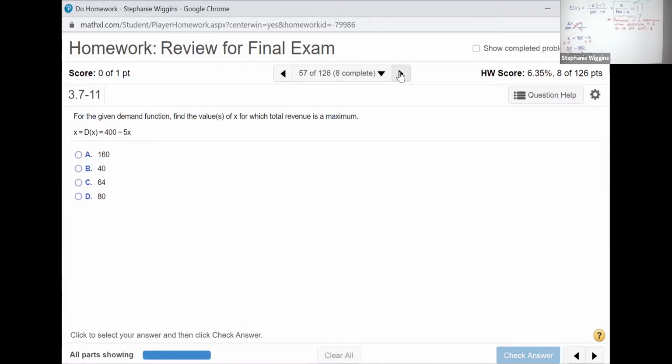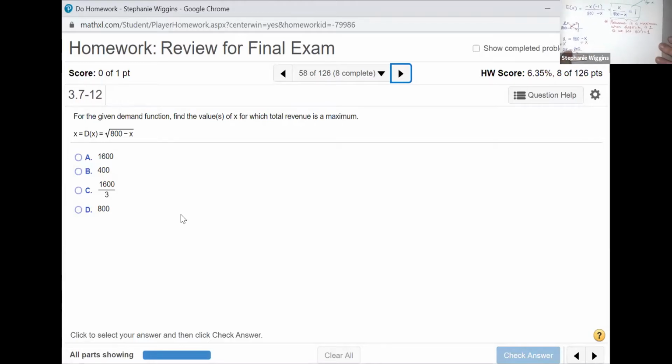Same sort of problem right here. I know there's a problem like this on the test, so let me do this one for you. Number 58. We have d of x equals the square root of 800 minus x. Again, we're looking for the value of x for which total revenue is a maximum. Whenever you see this, this means calculate e of x and set it equal to 1.